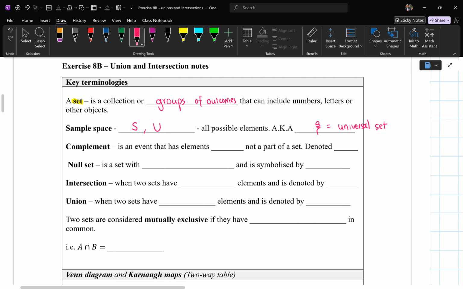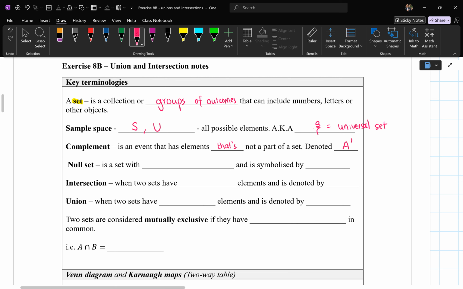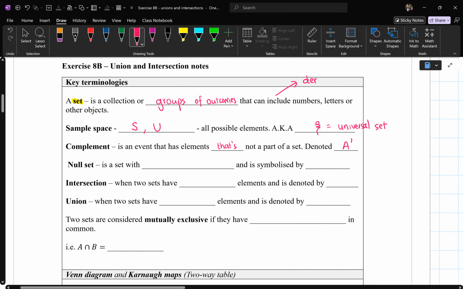Complement is an event that has elements that are not a part of a set. Normally denoted with a dash. So for example, set A with a dash. I forgot to mention, when we denote a set, we always use a capital letter.